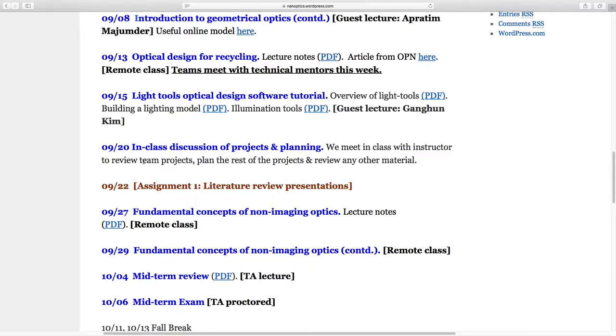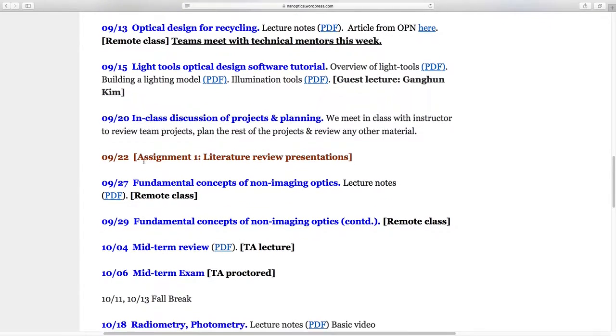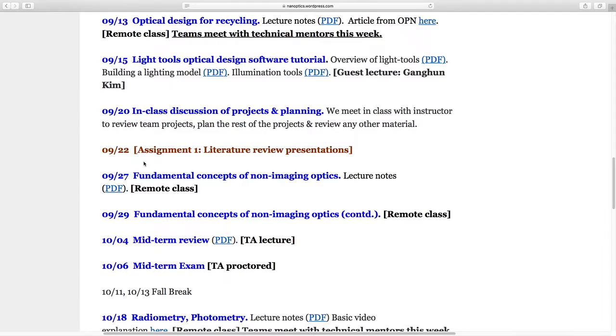September 22nd is the first assignment presentation, and I'll talk about what those are in a second. In the next few slides, first we'll talk about the literature review. Don't worry too much about what the assignments are. I'll tell you exactly what they are in the next few slides. Let's just go through the schedule.